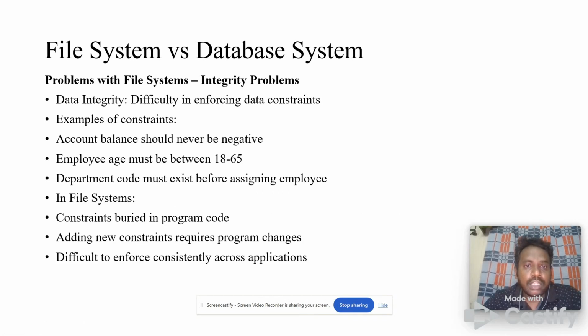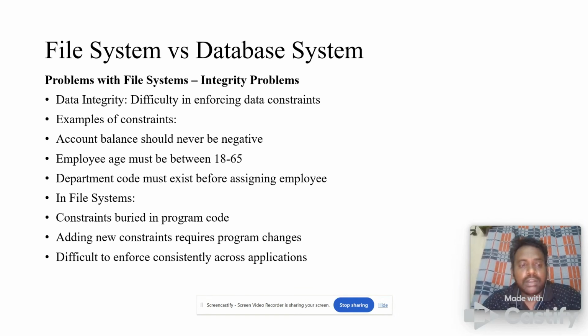The next problem is the integrity problem. The integrity problem is about enforcing constraints on the data. The best example of an integrity constraint is that an account balance should never be negative. Another is that employee age must be between 18 and 65. Constraints are nothing but conditions, and based on these conditions we need to retrieve the data. It is not possible in the traditional file system.